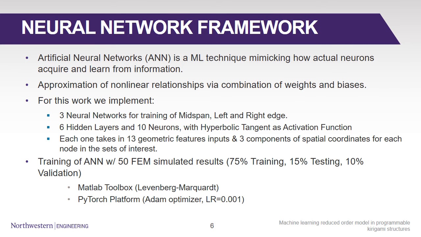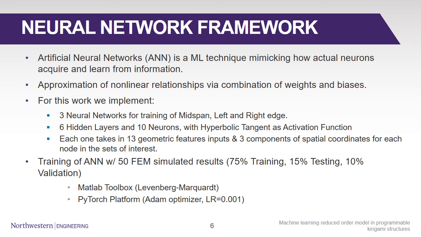Now, we used two different tools to compare the algorithms for neural network building. These tools are the neural network building tool by MATLAB and also PyTorch. So in both cases, in order to compare, we kept the features of the artificial neural network the same, as in there are 6 hidden layers, and each hidden layer has 10 neurons with hyperbolic tangent as the activation function.